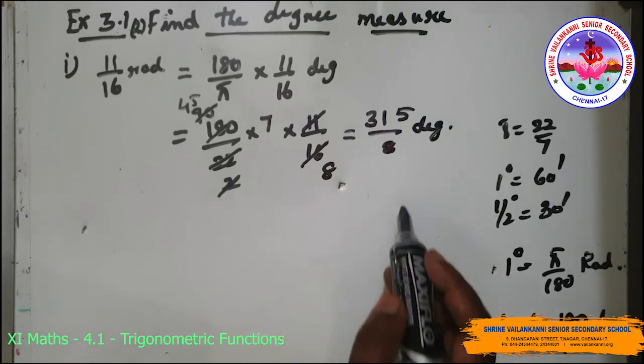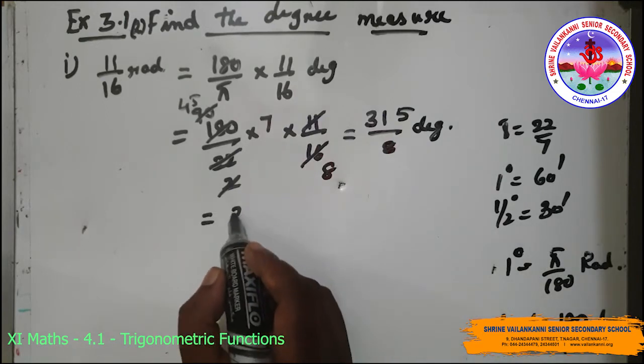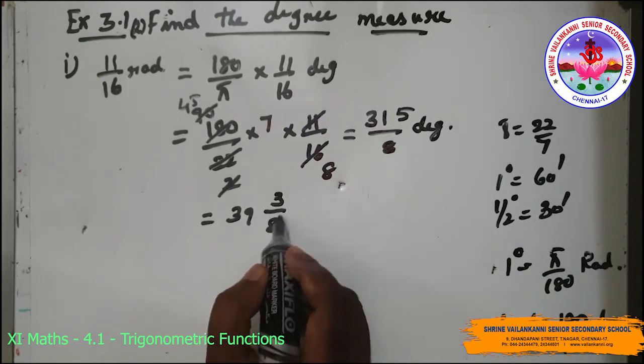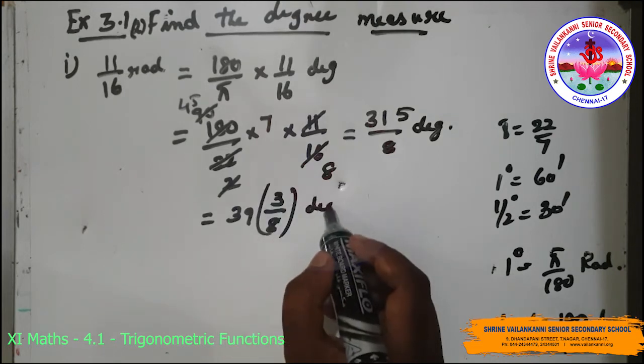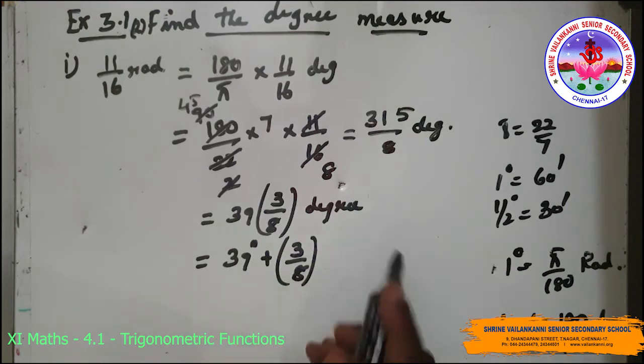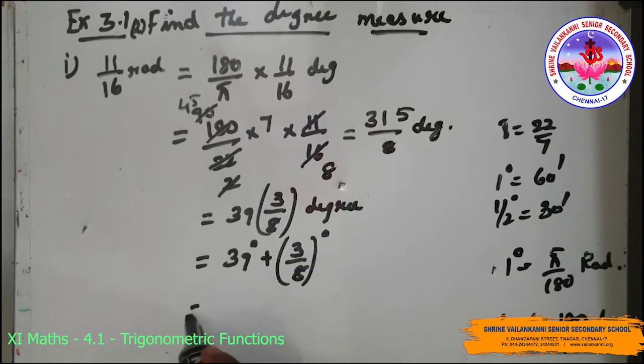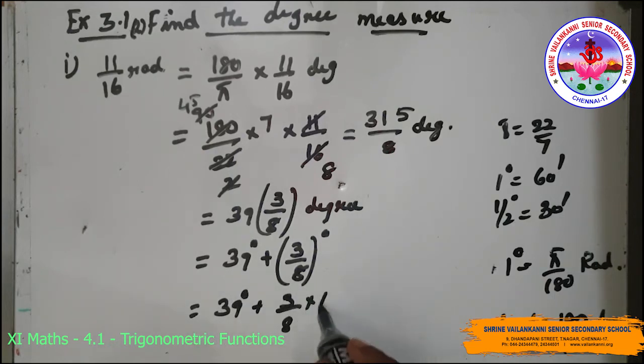So we have to divide this, 315 by 8, which is equal to 39 3 by 8 degree. 39 3 by 8 degree. So we have to convert this degree into minutes, 3 by 8 degree. So which is equal to 39 degree plus 3 by 8 into 60. So 1 degree is 60 minutes. So I am converting 3 by 8 degree into minutes. So 3 by 8 into 60.